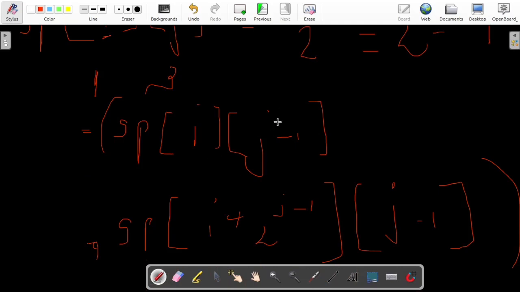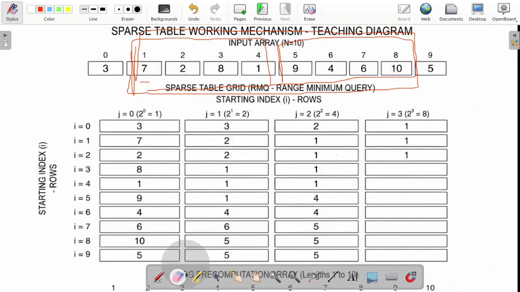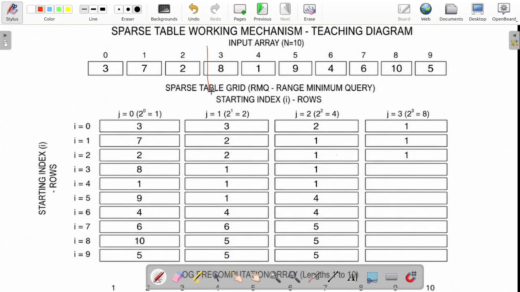Let's understand this again by taking one more query. Say we need to compute the answer from the third index and for j equals 2, that is for a segment of length 4. Now, what I said, for computing an answer for 2 to the power j, we should consider two segments of length 2 to the power j minus 1. That is for 2 to the power 2, 4, we should consider segments of length 2 to the power 1. That is length 2. So we need these two segments to compute our answer.